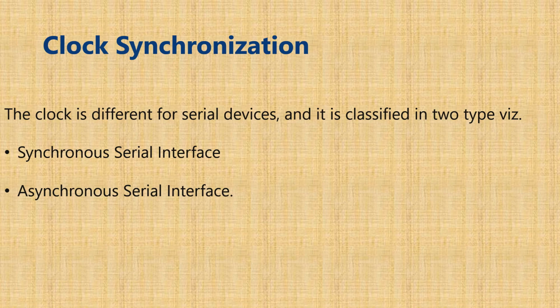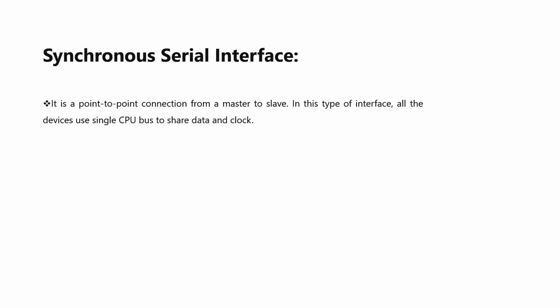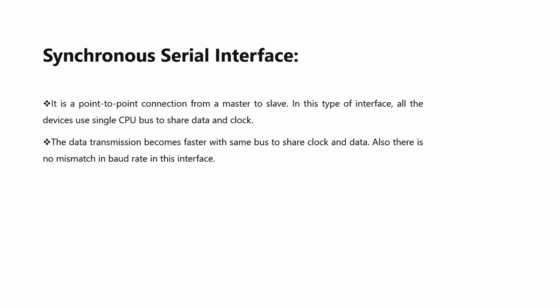Clock synchronization. The clock is different for serial devices and it is classified into two types, that is synchronous serial interface and asynchronous serial interface. Synchronous serial interface. It is a point-to-point connection from a master to a slave. In this type of interface, all the devices use a single CPU bus to share data and clock. The data transmission becomes faster with the same bus to share clock and data. Also, there is no mismatch in baud rate in this interface. The well-known examples are I2C and SPI.